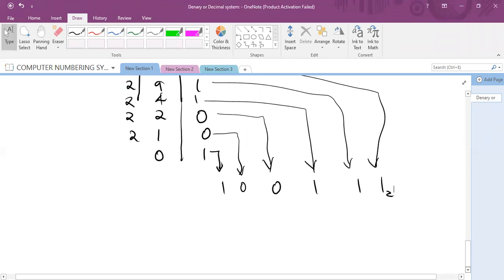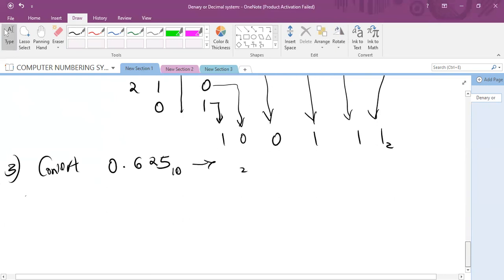Let's take up another example that is now in decimal. Number 3, you're told to convert 0.625. This is in base 10, so you convert it to base 2. So how do we go about converting a decimal number to base 2? This is how we go about it.